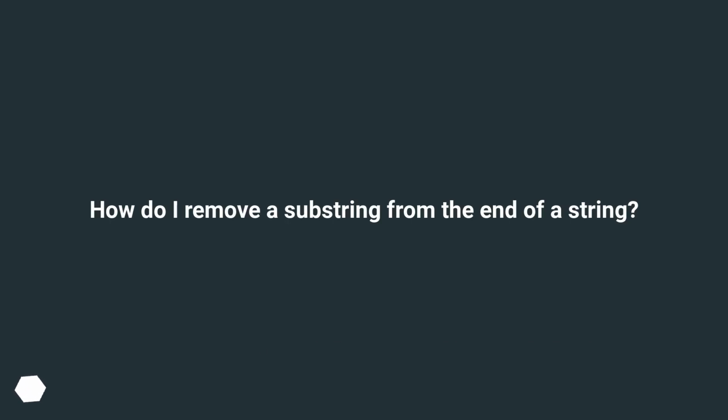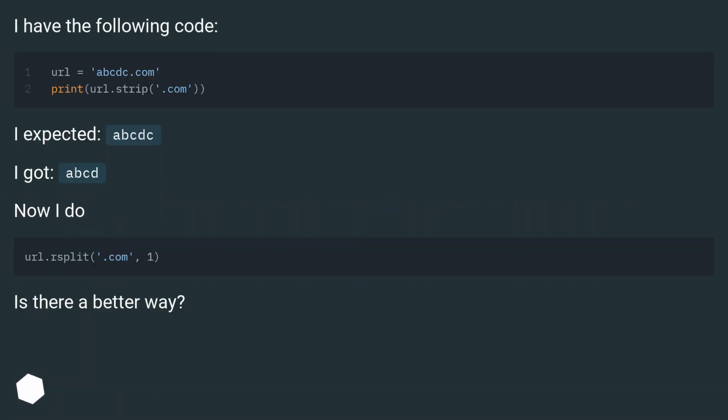How do I remove a substring from the end of a string? I have the following code. I expected "apt", I got "apt". Now I do. Is there a better way?